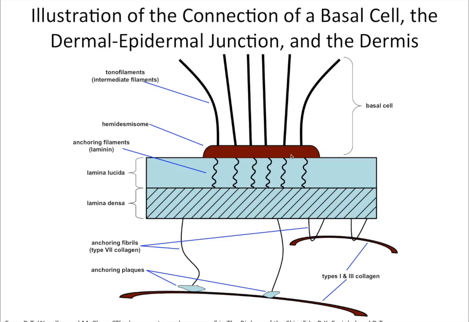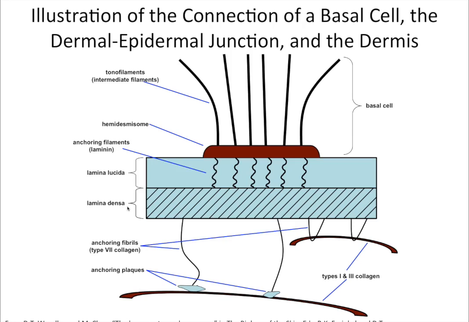plasma membrane would be. And what it's showing you is that there's a hemidesmosome here, and it's connected to the lamina lucida. And to the hemidesmosome, we have these intermediate filaments, which are also called tonofilaments. These are connected to that. So this is how the basal cell keratinocytes are anchored into the dermal-epidermal junction. And again, this up here is just part of one keratinocyte cell that's bound to the lamina lucida.